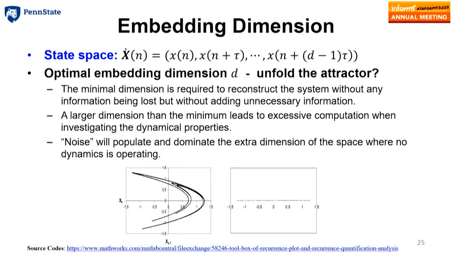For example, I have a 3D cup over here. If we put the 3D cup in 4-dimensional or 5-dimensional space, we don't lose any information, but we add excessive computation because we add extra dimensions. Noise will populate and dominate the extra dimensions of the space where no dynamics is operating. Here I give an example. This is a trajectory, and if we project it into 1 dimension, just like the flatlander view, this is a 1-dimensional view of this trajectory.